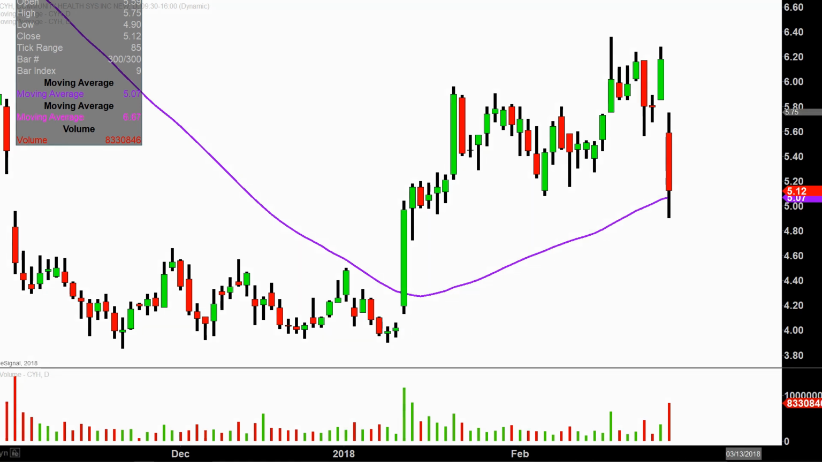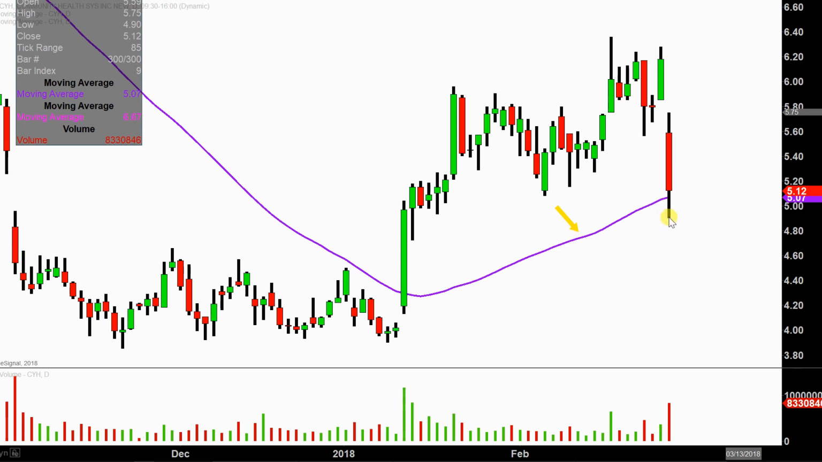That first key level is the purple line right here, which is that famous 50-day simple moving average. Even if you have a very basic understanding of charts, I'm sure you've heard of the 50-day simple moving average, and you know when the price is above it, you want to see the price stay above it, assuming, of course, you're bullish. And so far, so good.